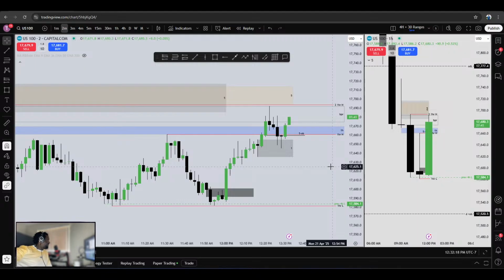Oh, they are relative lows. All right, there you go. Relative equal lows.